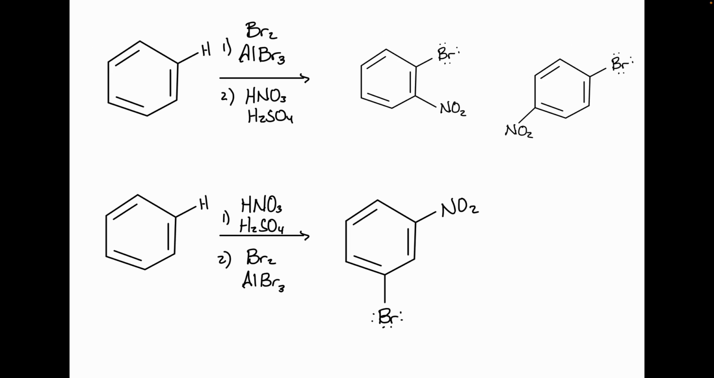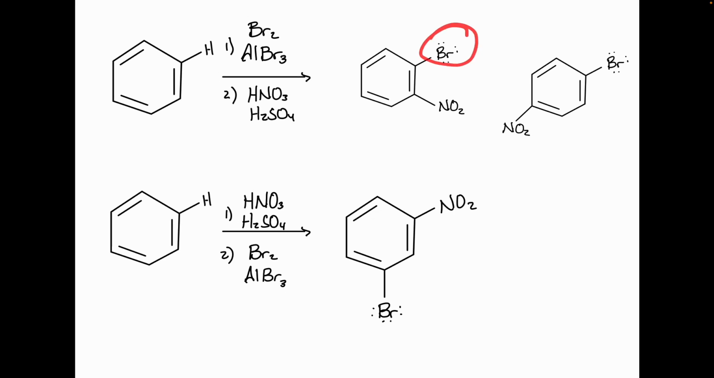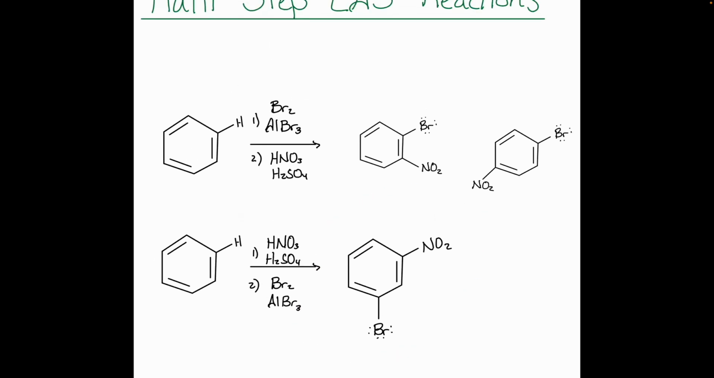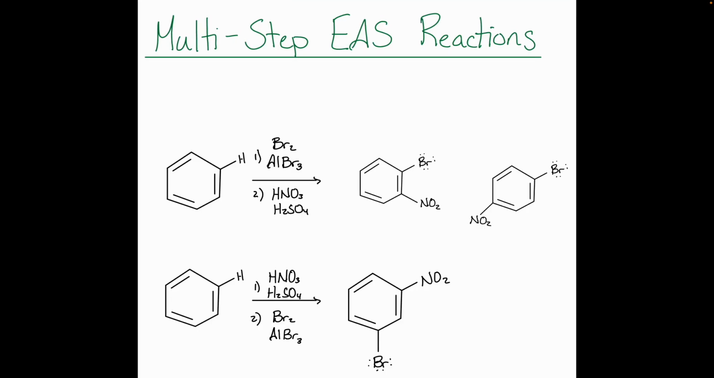All right, so same two reactions. In both cases, I've added a bromine and a nitro group to the ring, but the order in which I perform these reactions is going to dictate what my product is. Again, in the first example, we had our ortho and our para product. In the second example, the same two reactions, just in reverse order, gave me our meta product. All right, so the bottom line is, for these multi-step electrophilic aromatic substitution reactions, the order of those EAS reactions will dictate what your product is.